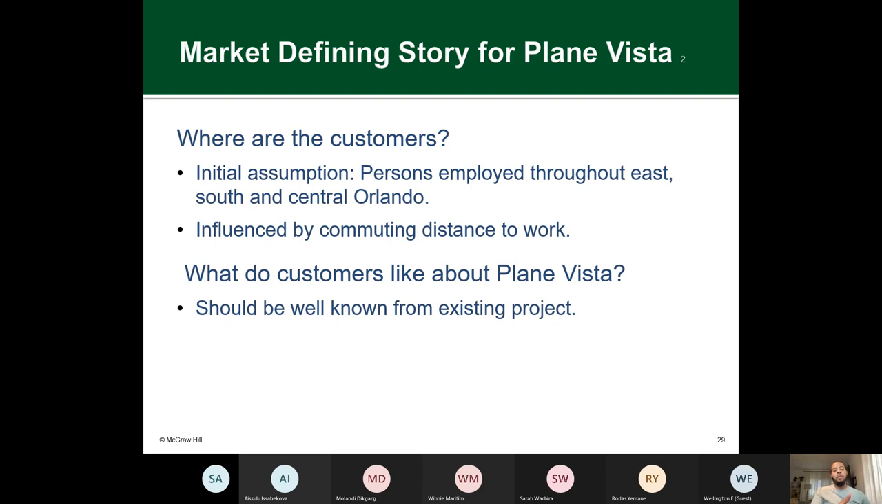Right? So now we're looking at who our customers are, where they're coming from. So they're coming from all parts of Orlando, and they wanted to be closer to work. The closer you are to work, the less of a commute, the better you are as an employee or manager, supervisor, what you may be. And naturally, they use data that was collected by other people.